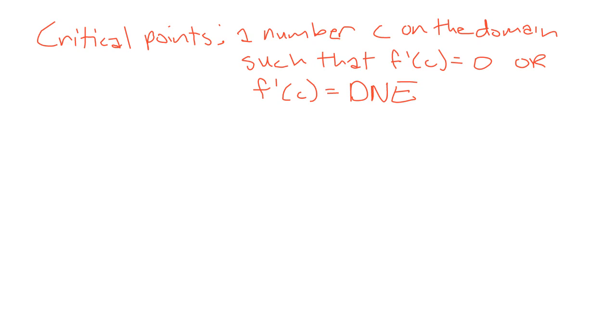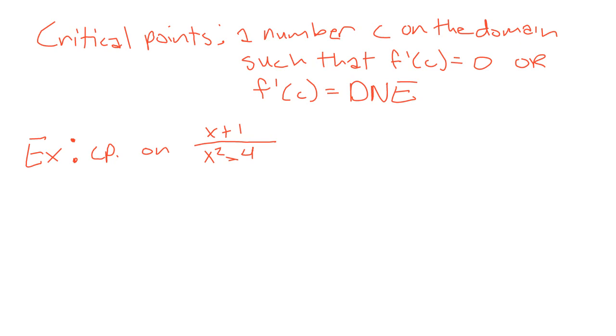So let's say, for example, we want to find critical points of x plus 1 over x squared minus 4. So we need to find whenever our function is equal to 0, whenever our derivative is equal to 0 or does not exist. So let's go ahead and break this down.